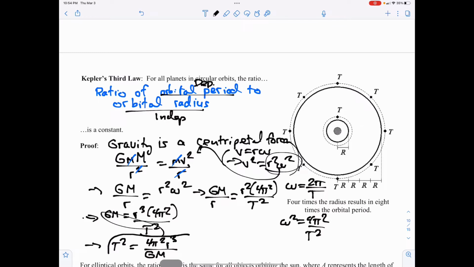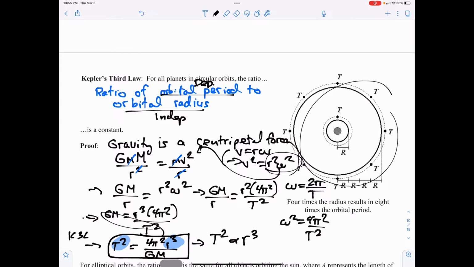And that, guys, is your Kepler's third law formula that relates orbital period to orbital radius. Specifically, what it says is the square of the orbital period is proportional to the cube of the orbital radius. It's shown here in the picture: 4 times the radius is actually 8 times the period.